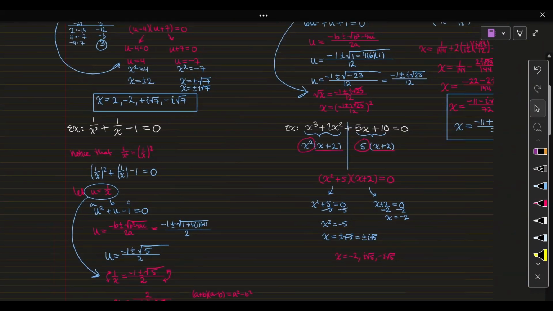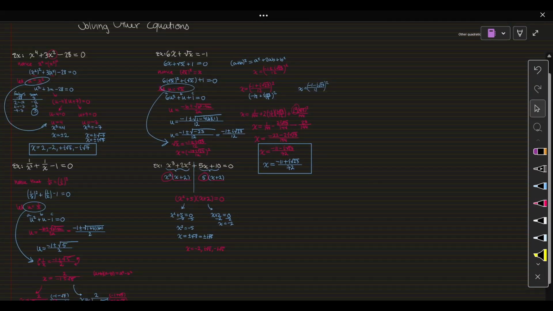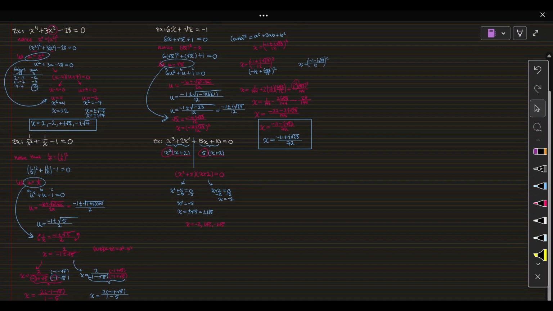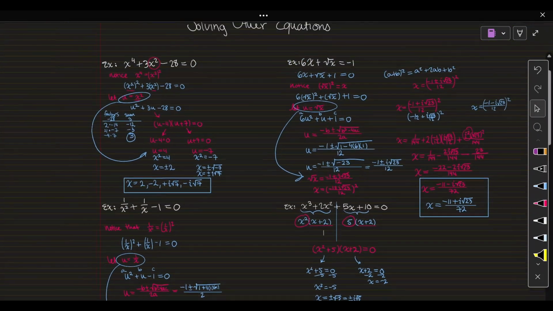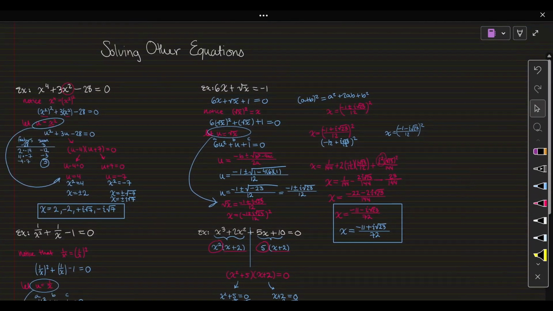Okay? So those are kind of the methods that we can use to solve other types of equations if we notice that they look like quadratics, or they look like something we can factor by grouping here. And yeah, that kind of wraps up what I wanted to say about solving other kinds of equations.